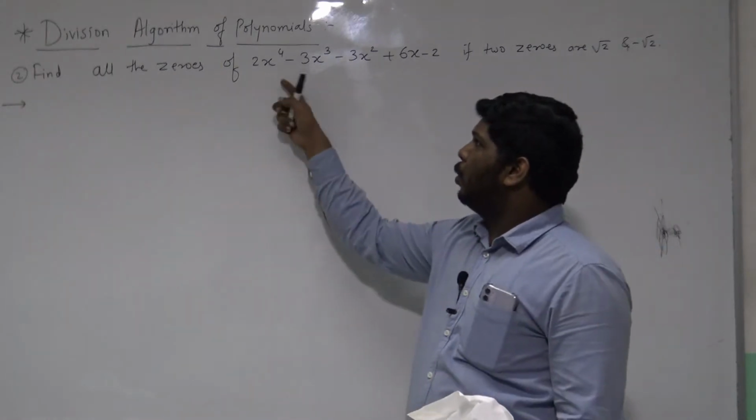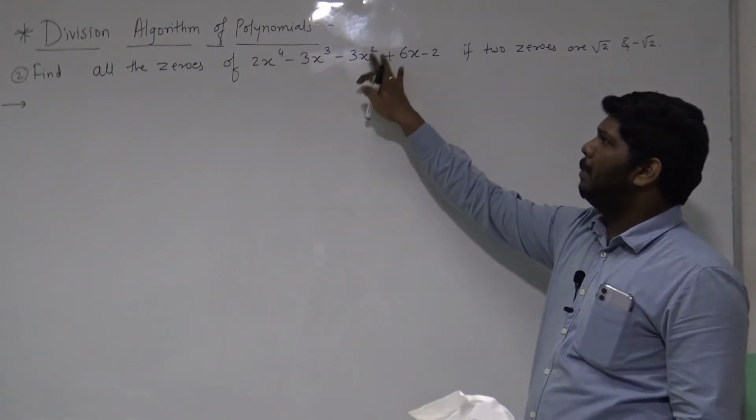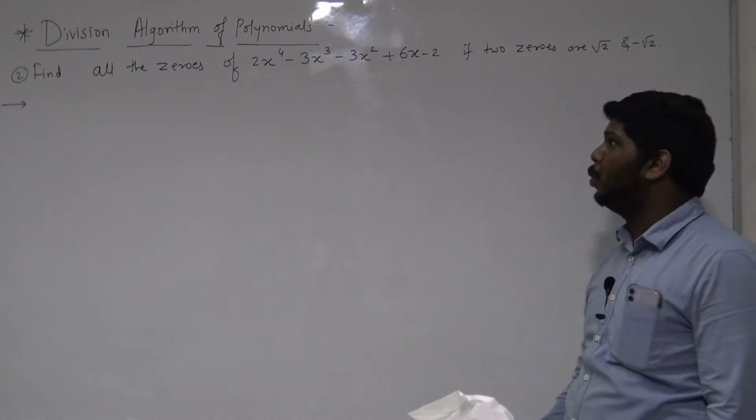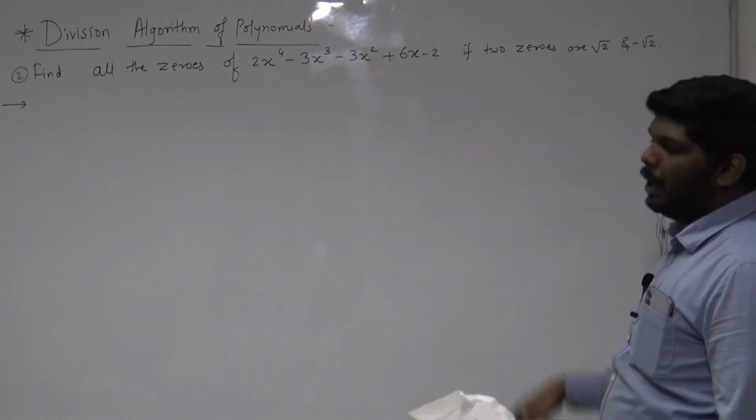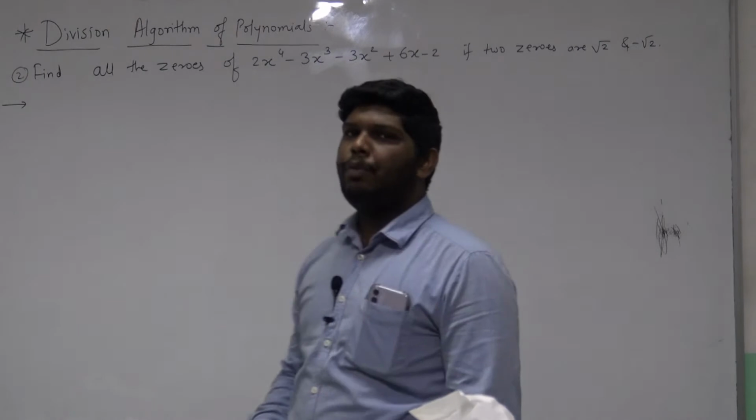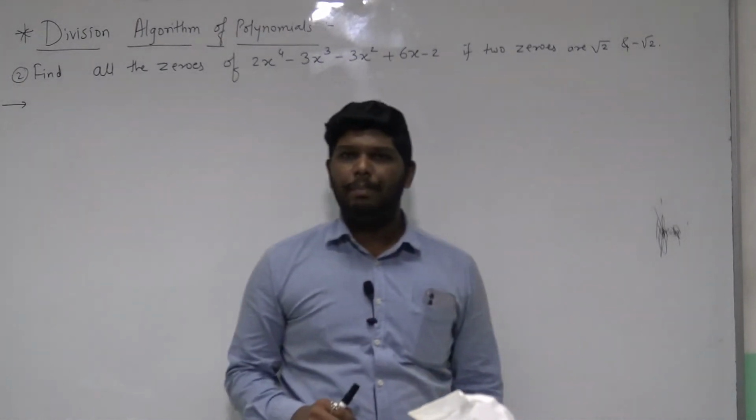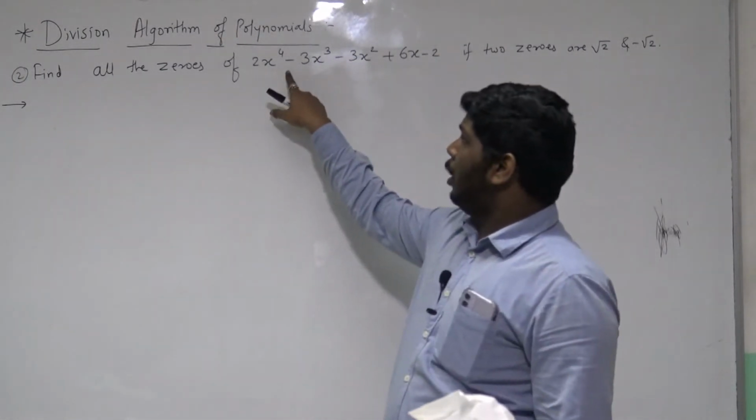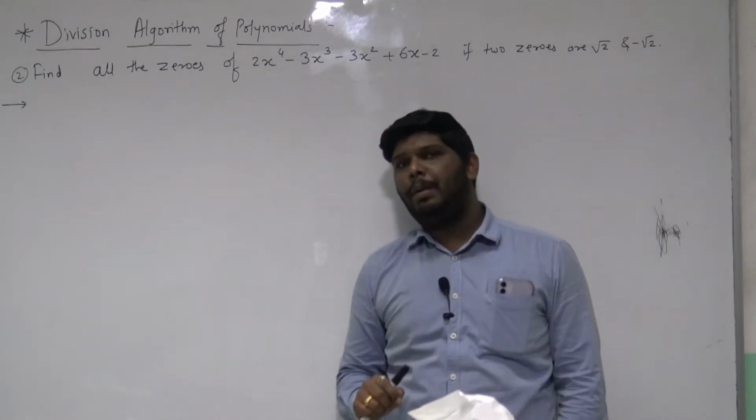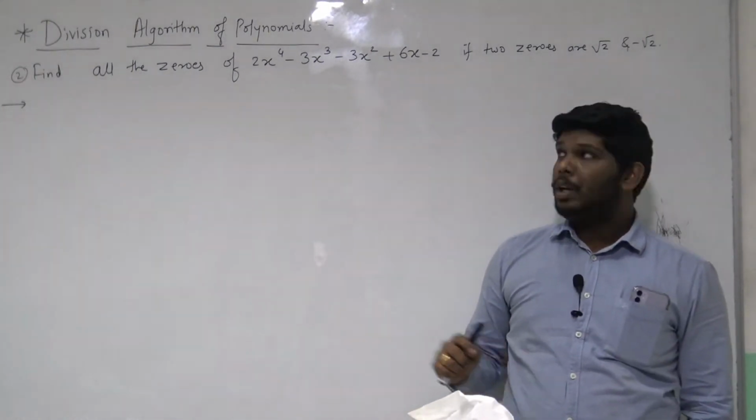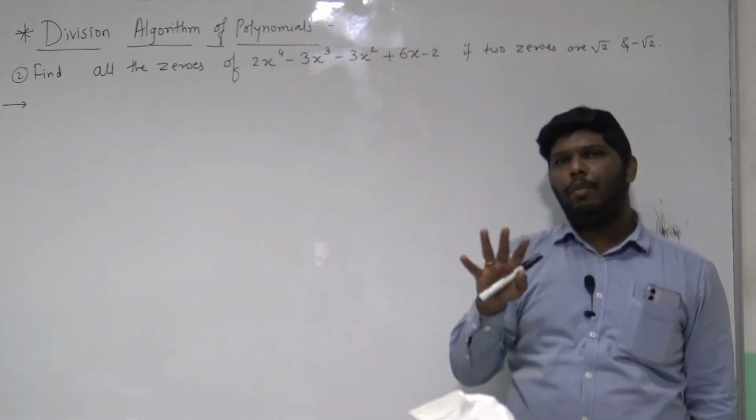Find all the zeros of 2x^4 - 3x^3 - 3x^2 + 6x - 2 if two zeros are root 2 and minus root 2. Now this type of question is expected for 4 marks in your exam. Here you can see the polynomial that is given to you, it is a biquadratic polynomial, meaning the degree is 4. So if the degree is 4, obviously you will get 4 different zeros.